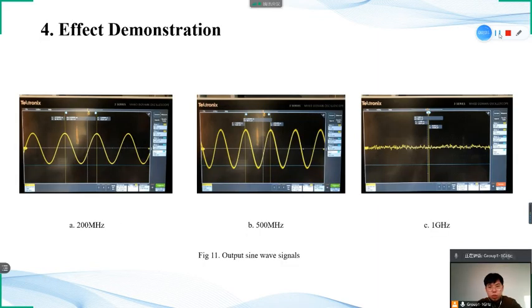Let's come to the demonstration results. We use the device to generate 200 megahertz, 500 megahertz, and 1 GHz. And it turns out that at 1 GHz, due to the limitation of the scale, there are too many fluctuations.